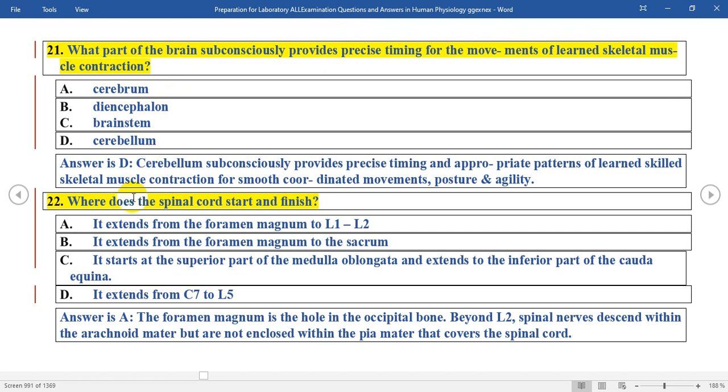22. Where does the spinal cord start and finish? It extends from the foramen magnum to L1 or L2. It extends from the foramen magnum to the sacrum. It starts from the superior part of the medulla oblongata and extends to the inferior part of the cauda equina. It extends from C7 to L5. Answer is A.